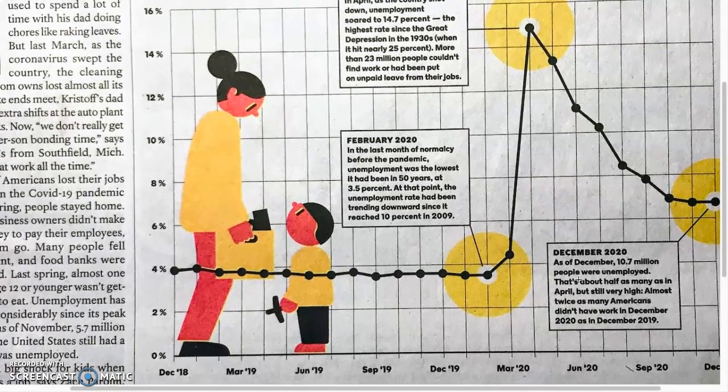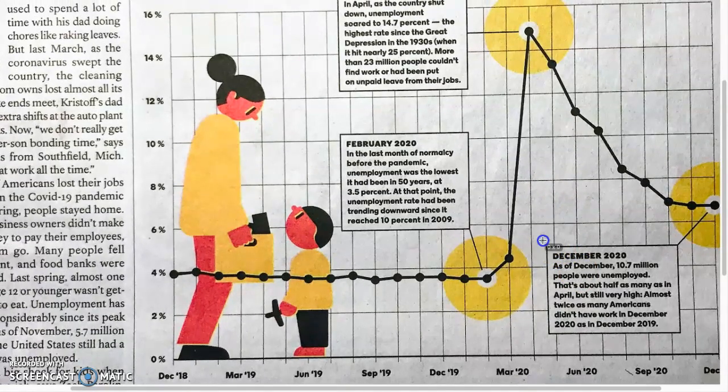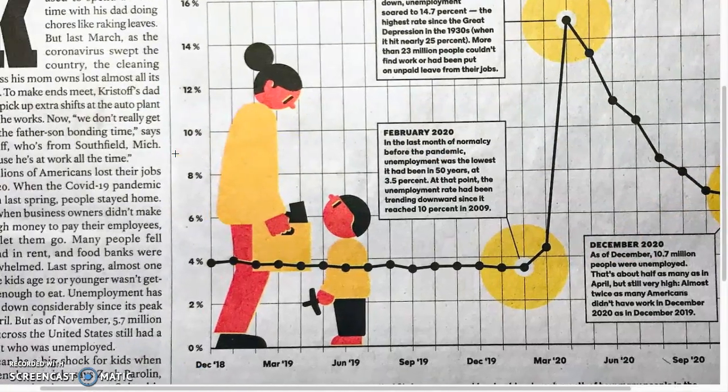And now, back in December of 2020, just 2 months ago, it says, as of December, 10.7 million people were unemployed. That's about half as many as in April, but still very high. Almost twice as many Americans didn't have work in December 2020 as in December 2019. So they're saying, yeah, it has gone down, but it's still really high. Because if you look here, what it was like in February to what it was, it's still pretty high. All right, now we're going to read the article.